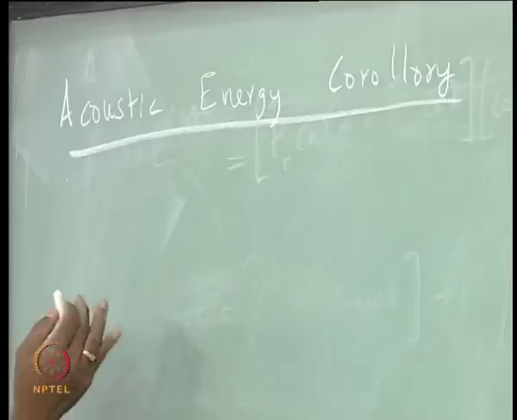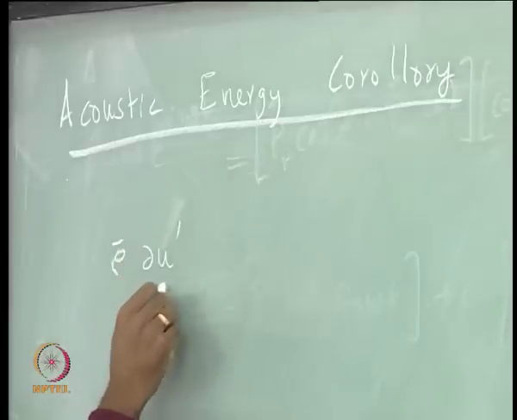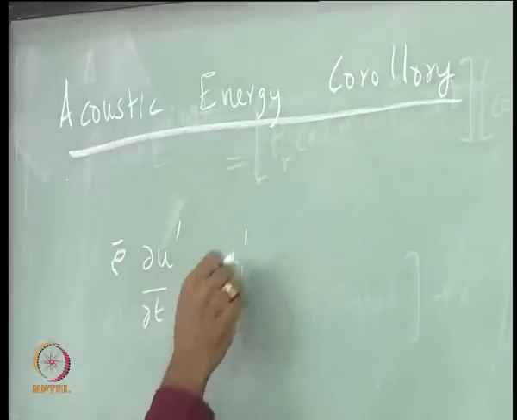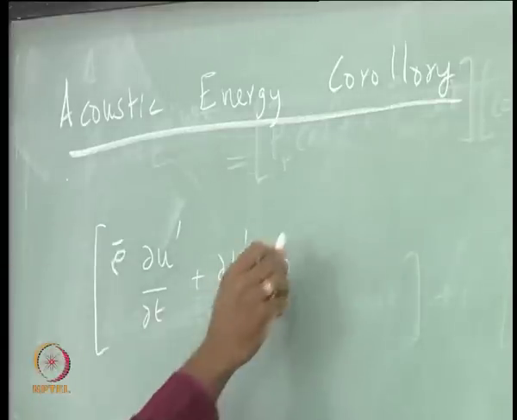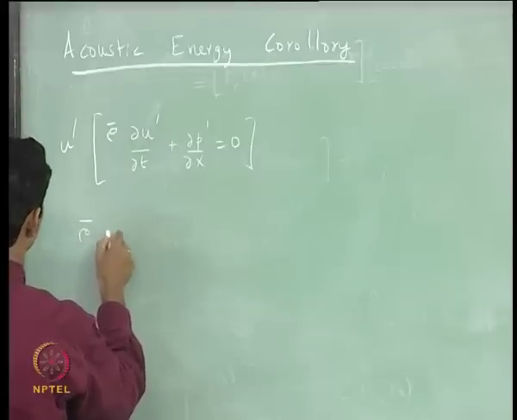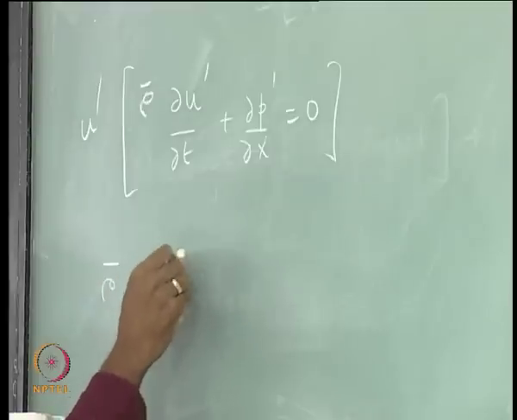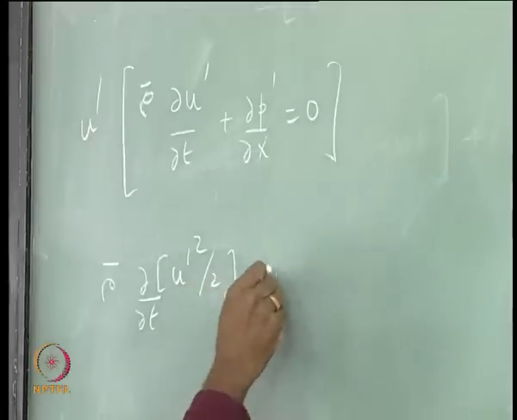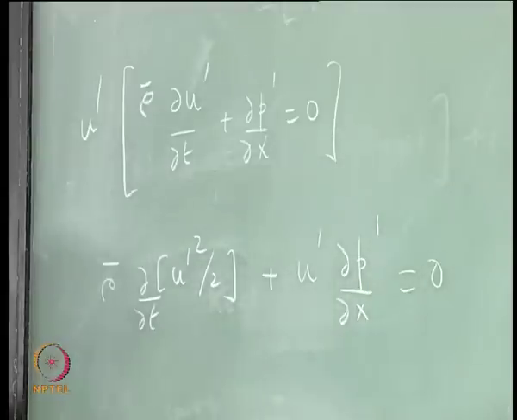So recall that the momentum equation, or the Euler equation, is of the form rho bar dou u prime by dou t plus dou p prime by dou x equals 0. What I will do is multiply this equation by u prime, and now I have rho bar u prime dou u prime by dou t plus u prime dou p prime by dou x equals 0.